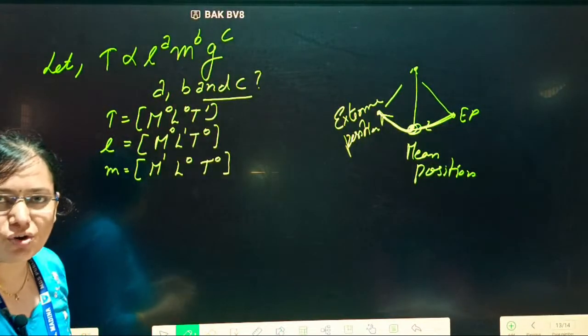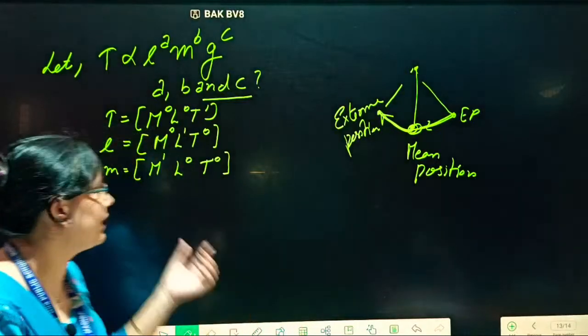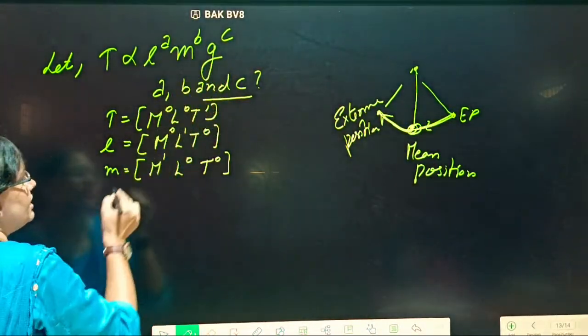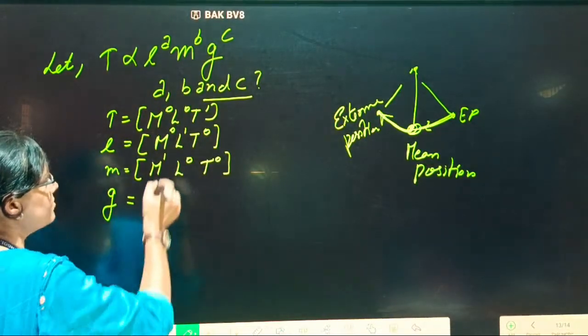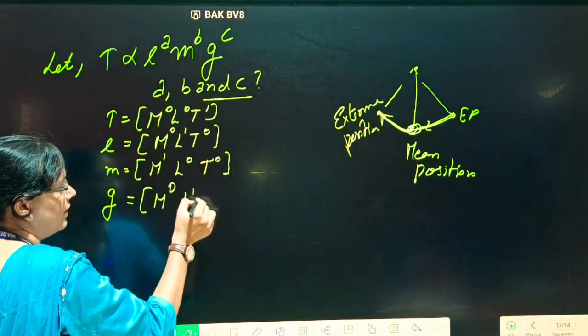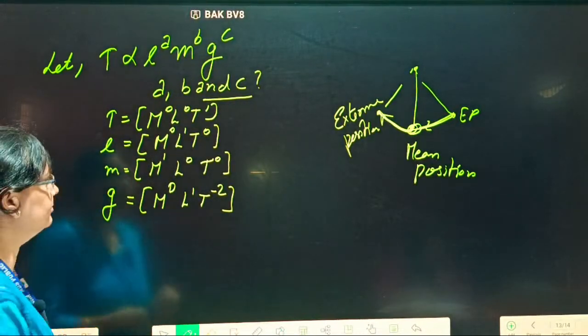If any term has power 0, then we can write it as 1. Okay, we can leave it, otherwise you can write it if you choose. Now G is our acceleration due to gravity, acceleration only, that's why we can write its formula as M0 L1 T minus 2. This is our dimension formula for G.